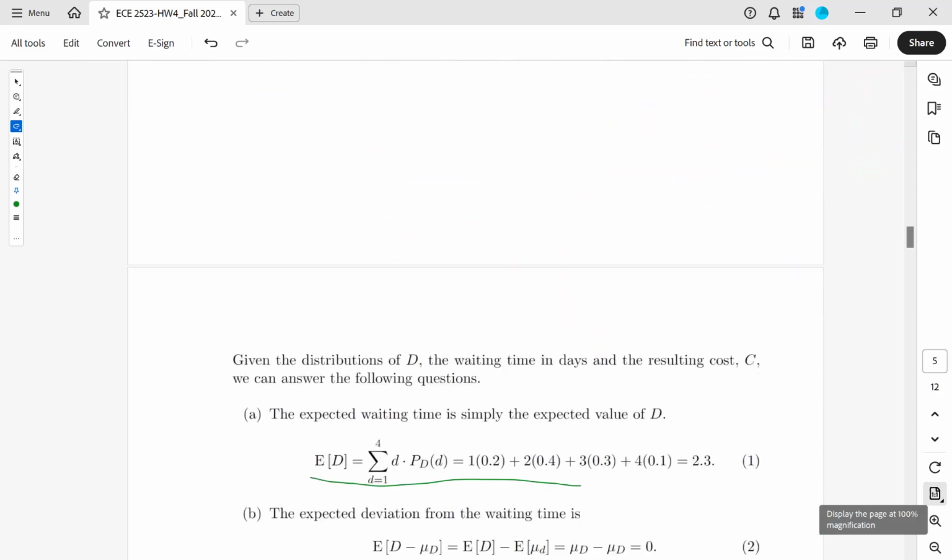If you do the summation, you would find the expected value of the waiting time for the company to do the repair, which is 2.3. Is that clear?